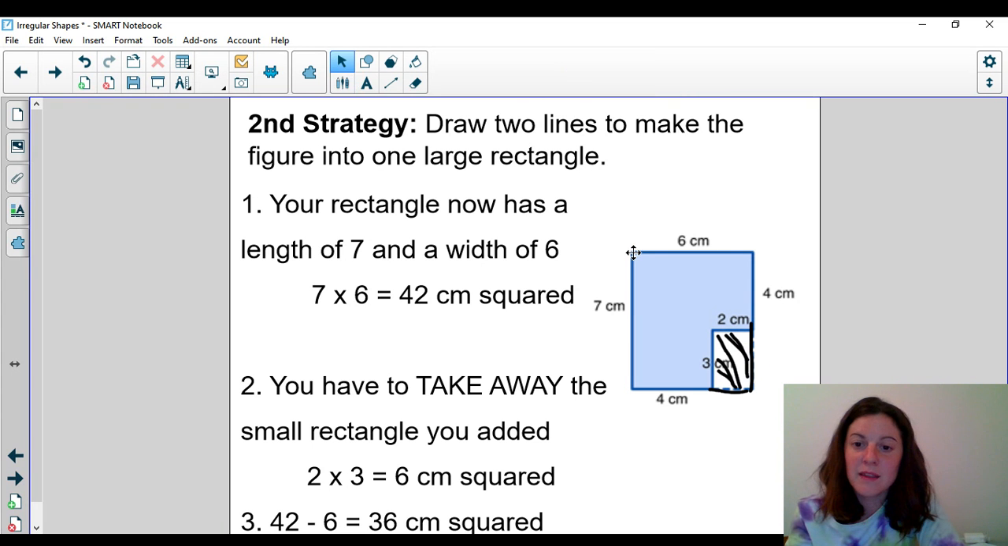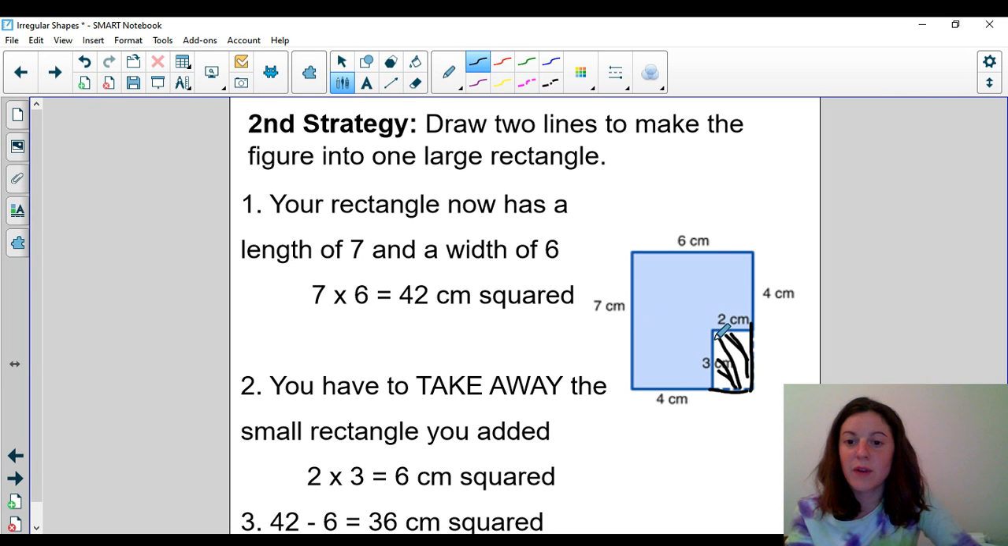So my length is 7 and my width is 6. 42 centimeters squared would be my area. But I cannot just go with that. I've got to take away what I added. If I look at what I added, it is actually a small rectangle.